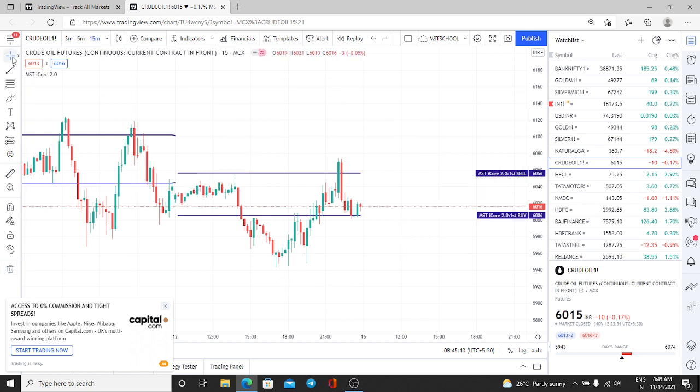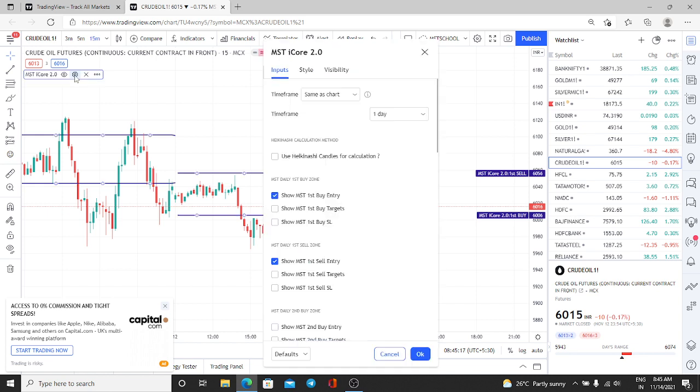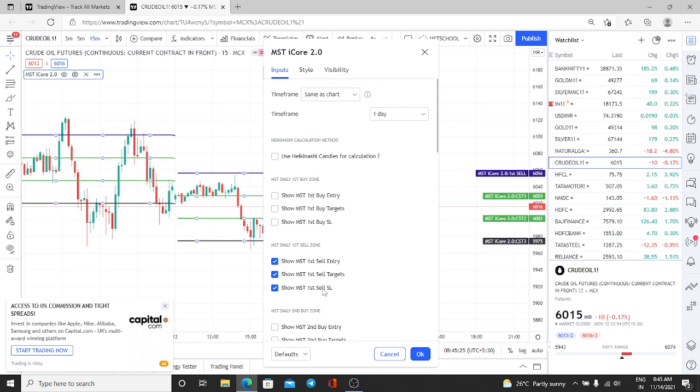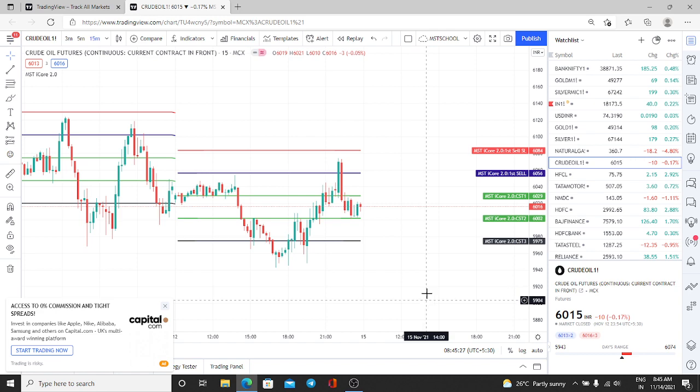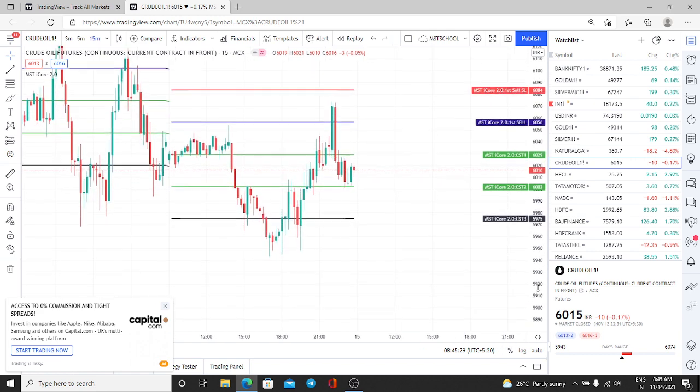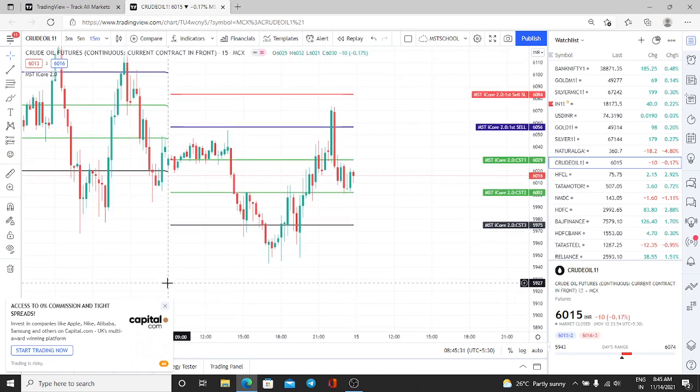So now I will consider that sell has been activated. Next, what you have to do: come here and remove the first buy, enable the first sell targets and enable the first sell SL. So now everything has been enabled. See here, first sell target done. I told you to keep 6 points extra, which means 23 will be your target. That also has been achieved. Second target achieved. Third target also achieved.